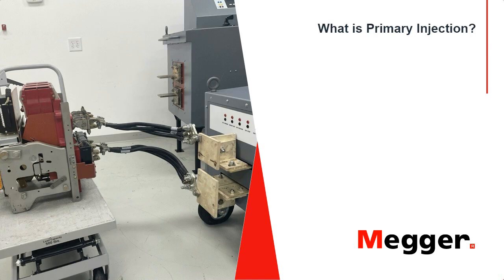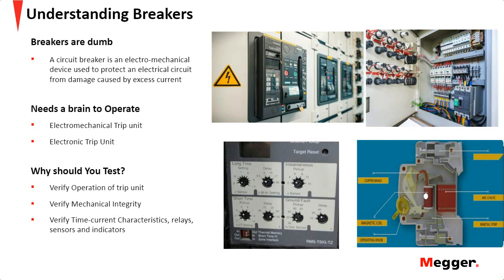So what is primary injection? In order to understand primary injection, you need to understand breakers. So breakers themselves are dumb. They typically need a brain to operate. That brain is going to be your trip unit.